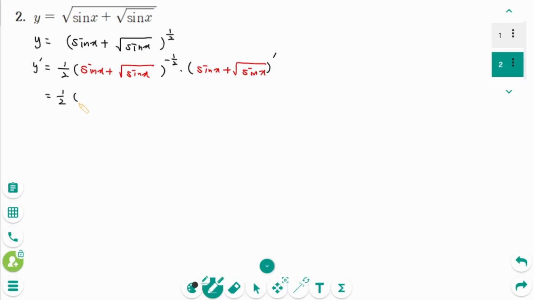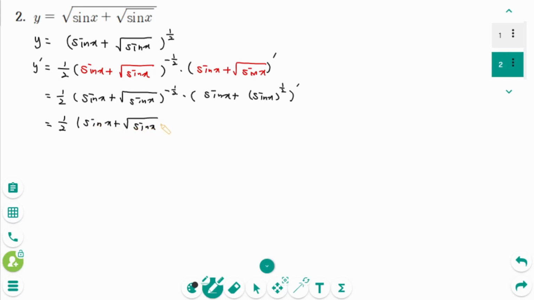That equals 1 over 2 times (sine x plus the square root of sine x) to the power of minus 1 over 2. And we can rewrite as (sine x plus sine x to the power of 1 over 2)', which equals 1 over 2 (sine x plus the square root of sine x) to the power of minus 1 over 2. Then (sine x)' equals cosine x plus (sine x to the power of 1 over 2)'.